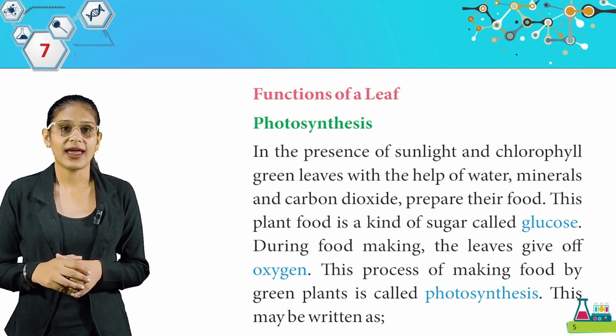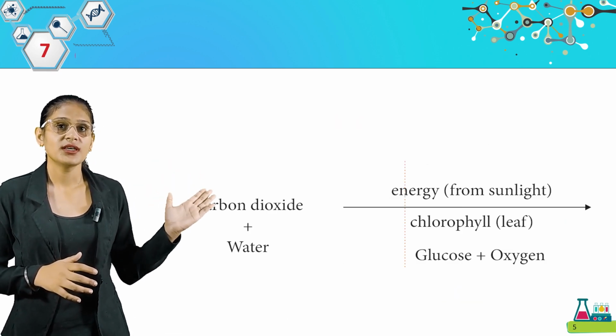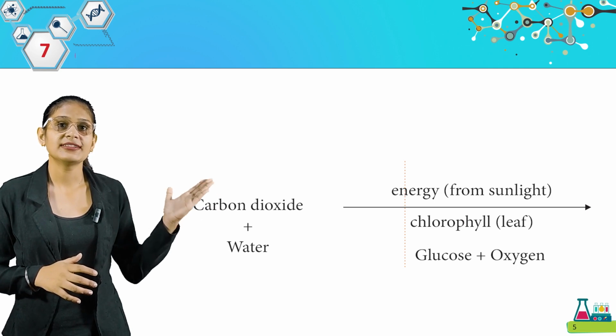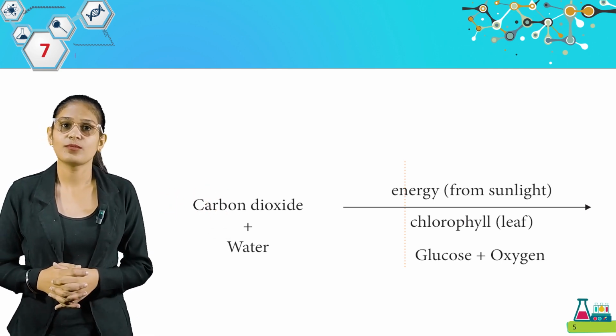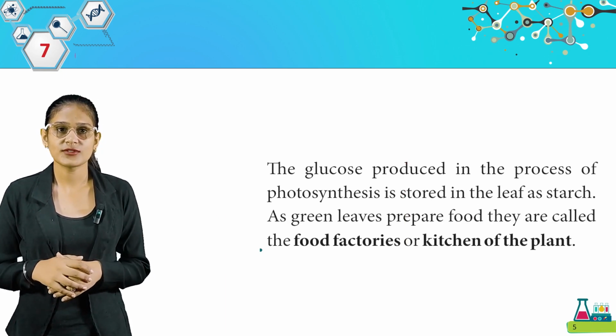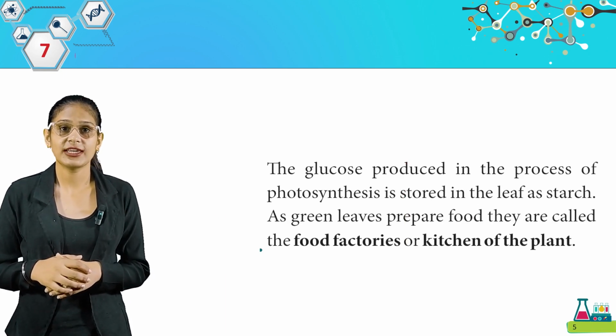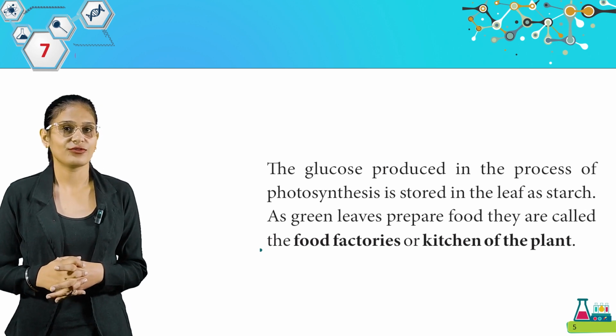This may be written as, look here: carbon dioxide plus water, with energy from sunlight and chlorophyll in the leaf. After the reaction, it will be glucose plus oxygen. The glucose produced in the process of photosynthesis is stored in the leaf as starch. As green leaves prepare food, they are called the food factories or kitchen of the plant.